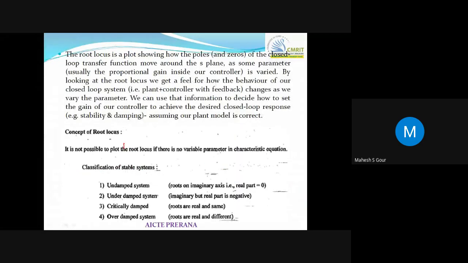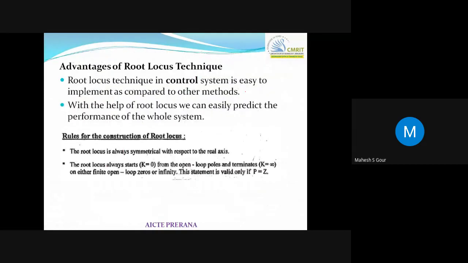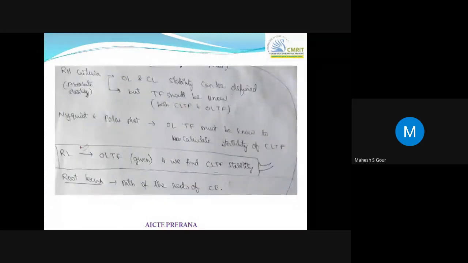Okay, this I have taught under damp. For this things you don't need, right? Okay, so here comes your basics. You should know why we are learning root locus. The RH criteria will give you absolute stability. Nyquist and polar plot plus root locus will give you the relative stability, right?